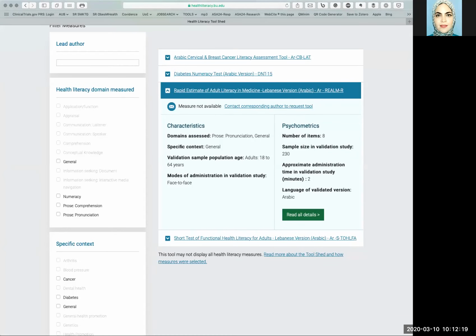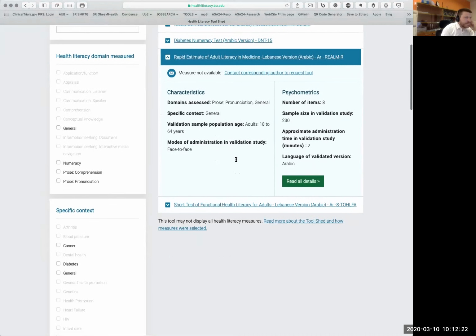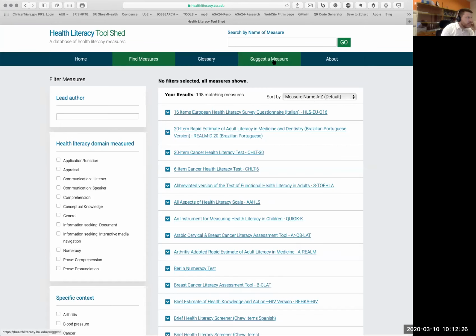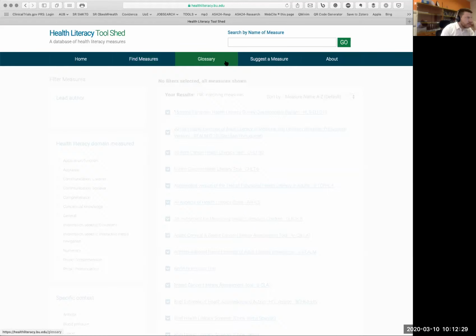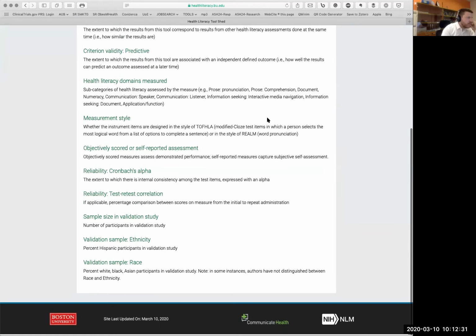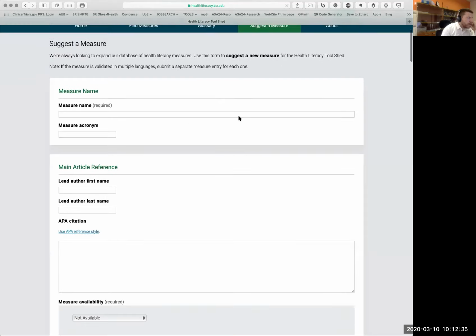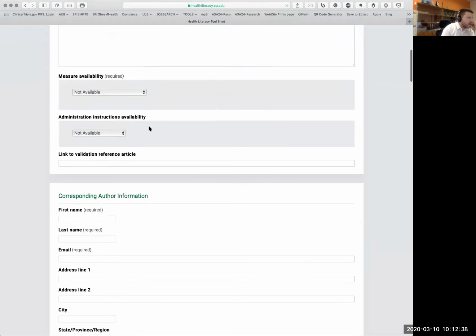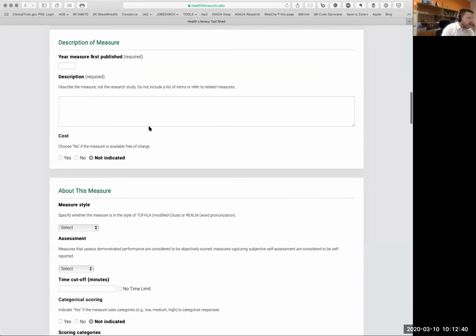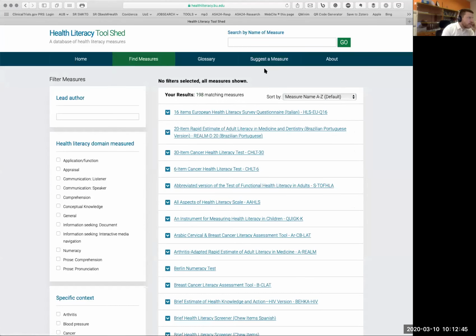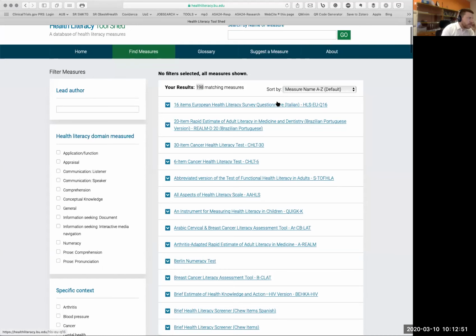Other questions on this tool? This is the glossary. It's a very useful website. You have information and you can also select and measure. You can suggest, oh, there's a new study testing health literacy in a specific domain that is not included in the tool. For now, you see there are only about 200 measures included here.